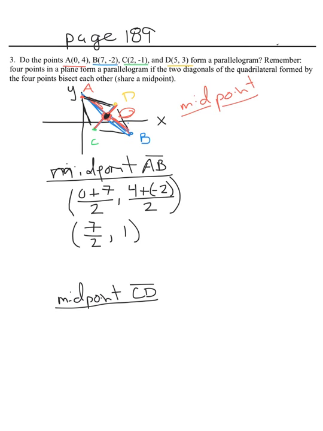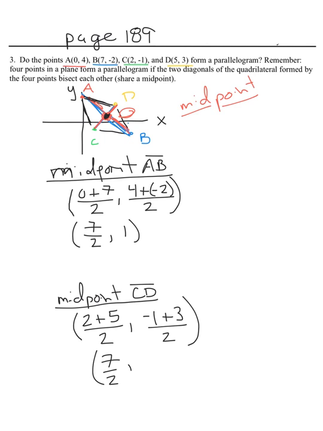Then the midpoint of CD. That would be the x values of C and D, so 2 plus 5 divided by 2, and then the y values, -1 plus 3 divided by 2. 2 plus 5 is 7, divided by 2. Hey, they have the same x value. And then 3 minus 1 is 2, 2 divided by 2 is 1.